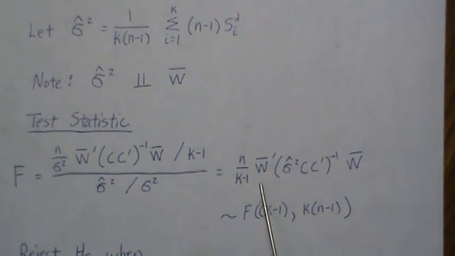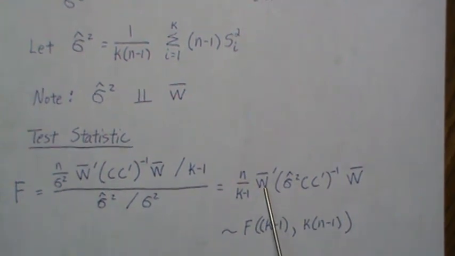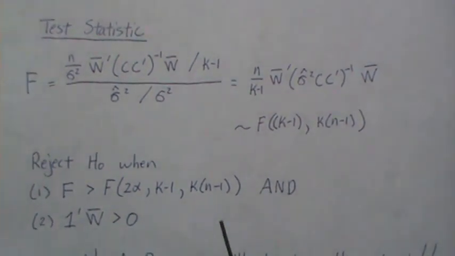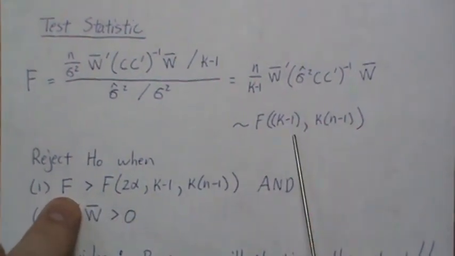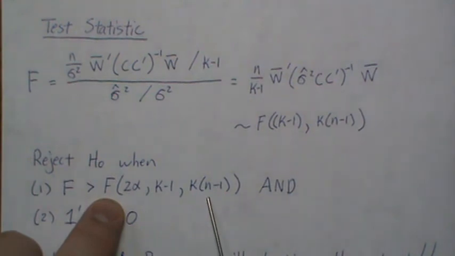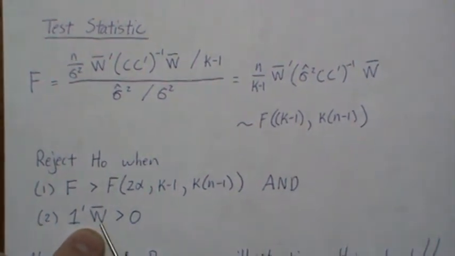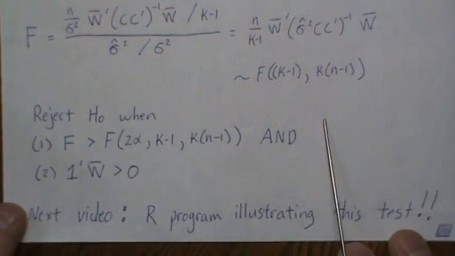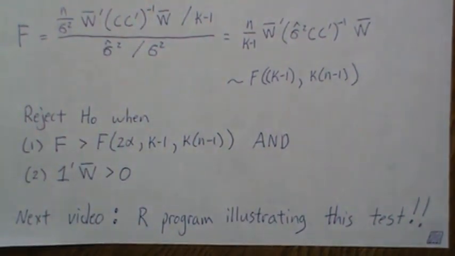And so this becomes an F distribution with numerator degrees of freedom and denominator degrees of freedom. It turns out that when this is too large, that's evidence that those means are not the same. But to use the Follmann test, we reject the null when this F test statistic is too big and the cutoff is a 2-alpha level cutoff, with the same numerator and denominator degrees of freedom, and the components of this mean vector have to sum to a positive number, greater than zero. This is such an easy test to use, and I think it can be quite useful.